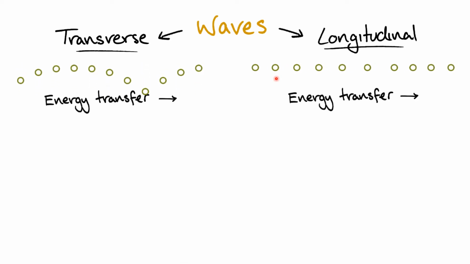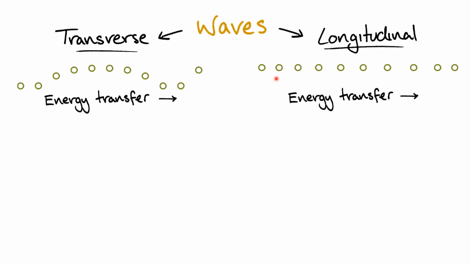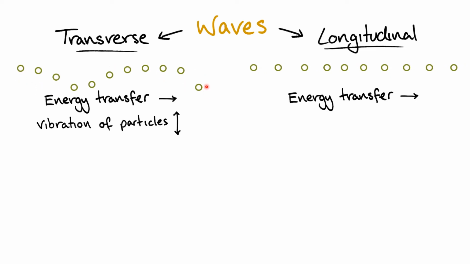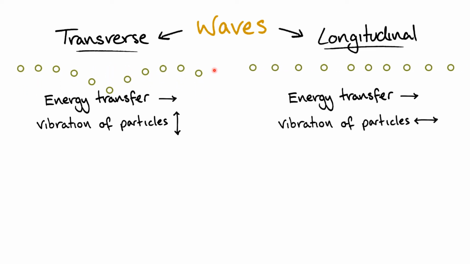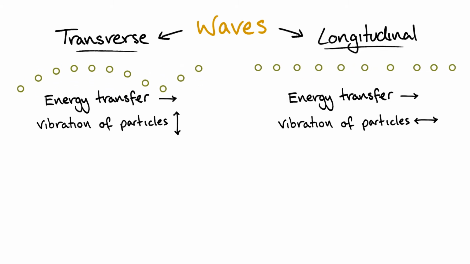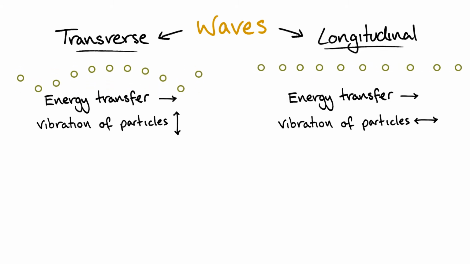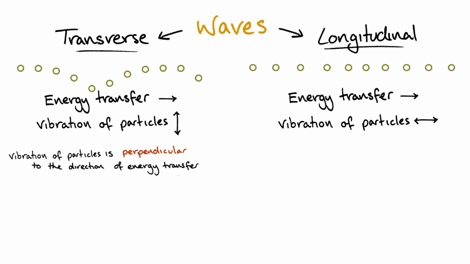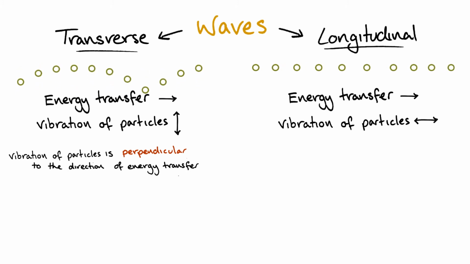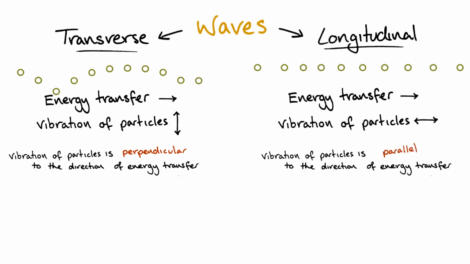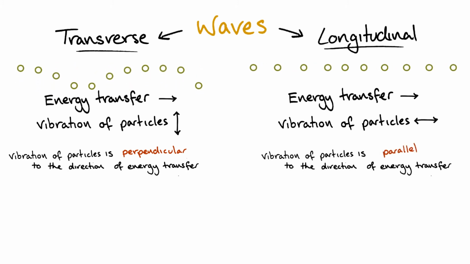In both cases, the energy transfers in the same direction. However, for a transverse wave, the vibration of the particles is up and down, and for a longitudinal wave, the vibration of the particles is left and right. We can use these observations to define a transverse and longitudinal wave. A transverse wave is one in which the vibration of the particles is perpendicular to the direction of energy transfer. And for a longitudinal wave, the vibration of the particles is parallel to the direction of energy transfer.